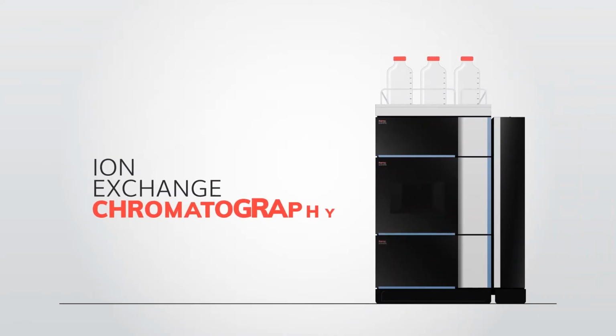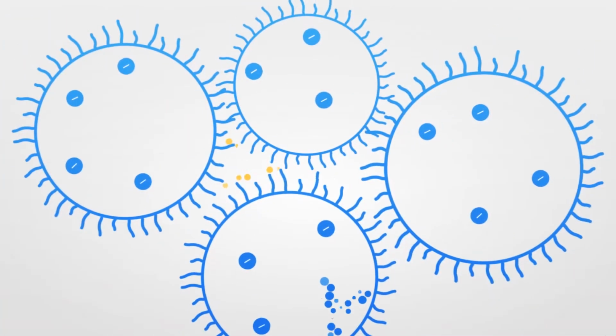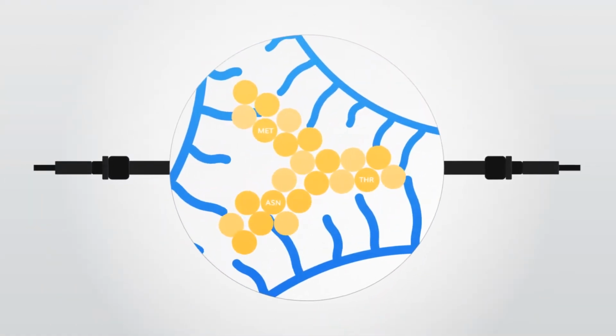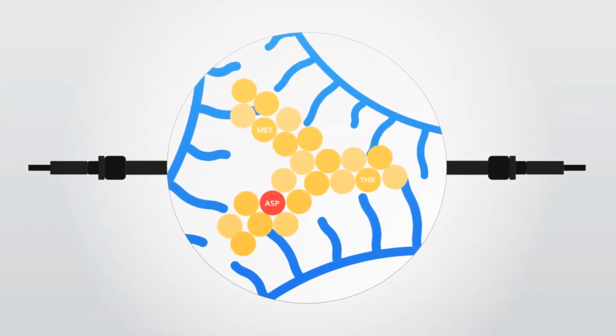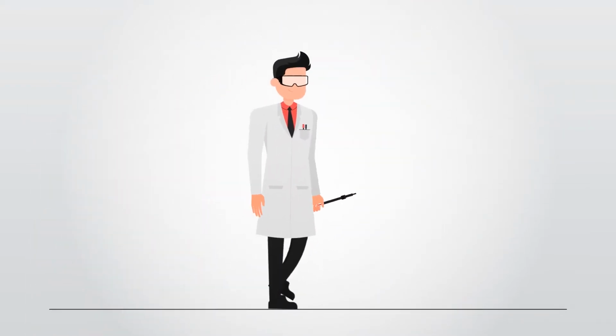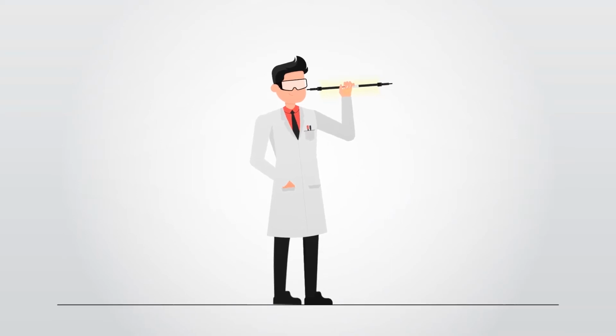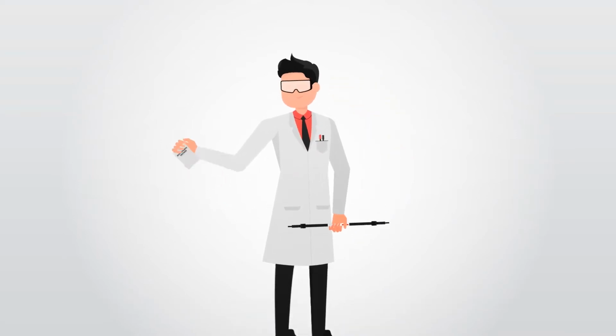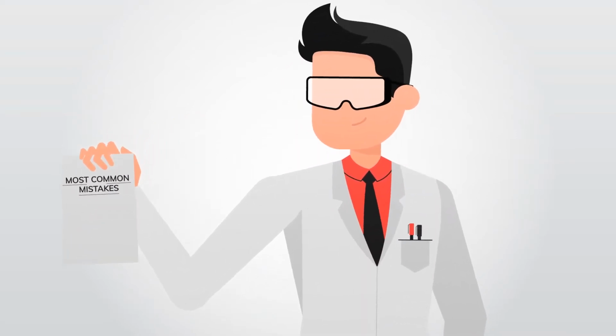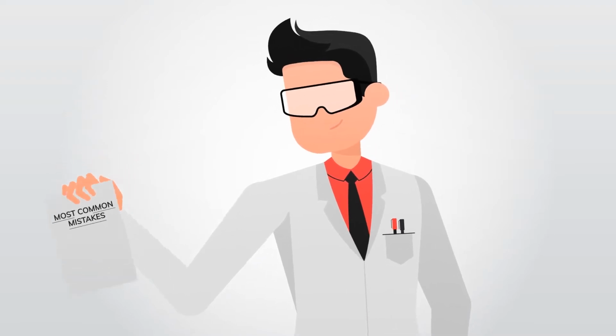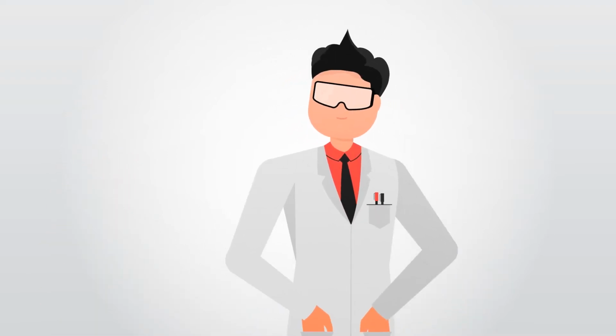Ion exchange chromatography is a powerful technique capable of separating charge differences of a single amino acid at the surface of a folded protein. But with this power comes great responsibility. Treat the column right so it can be the separation champion your protein sample deserves. Let's take a look at the four most common mistakes users unknowingly make with their ion exchange column.